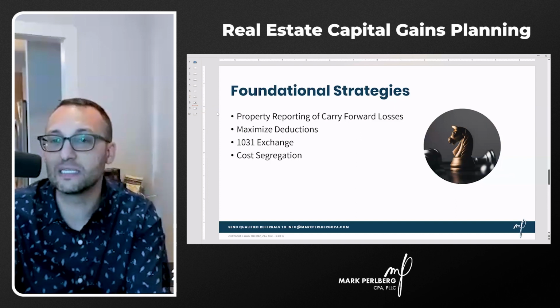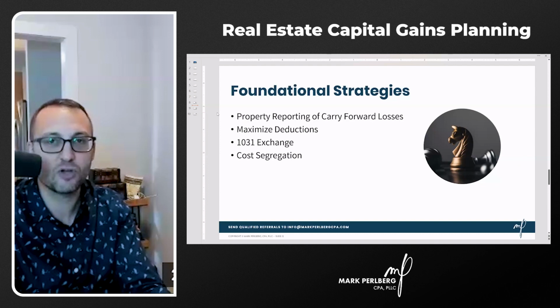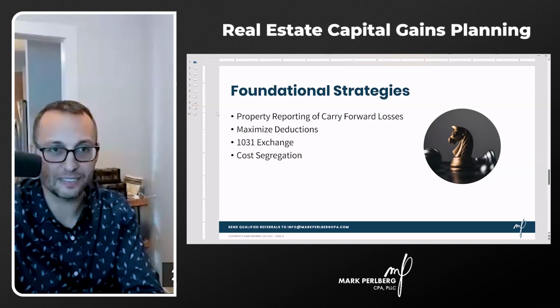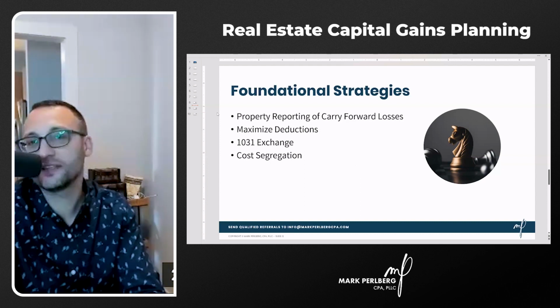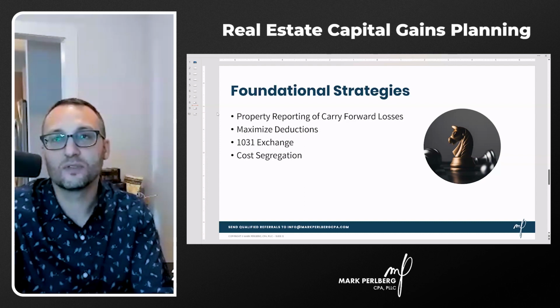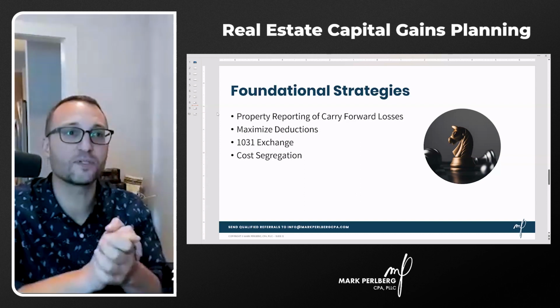And now let's get into the good stuff here. What are the foundational tax strategies that we can use to offset our capital gains here? One of the things I mentioned, and this is just re-emphasizing this, because we see a lot of accounting firms that are not specialized in real estate missing this opportunity.